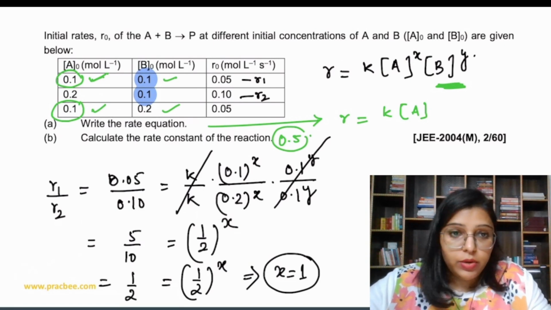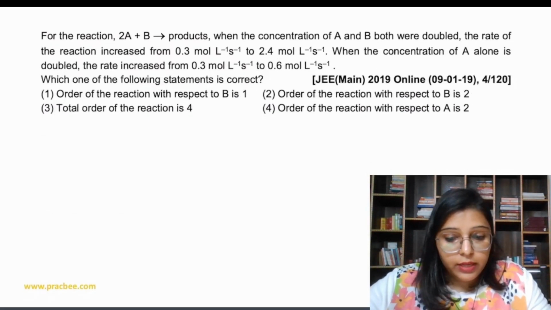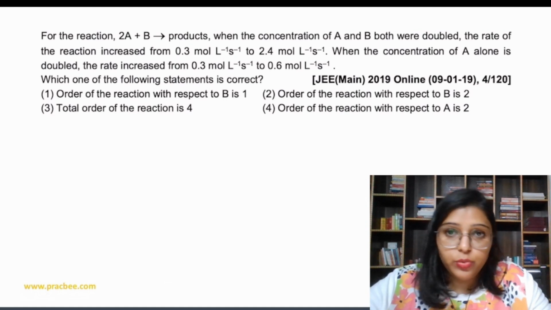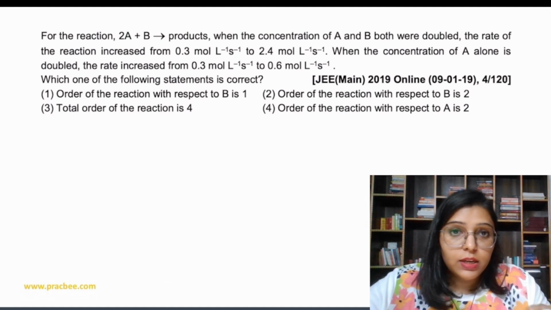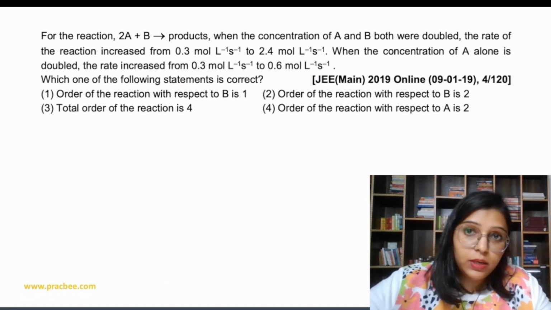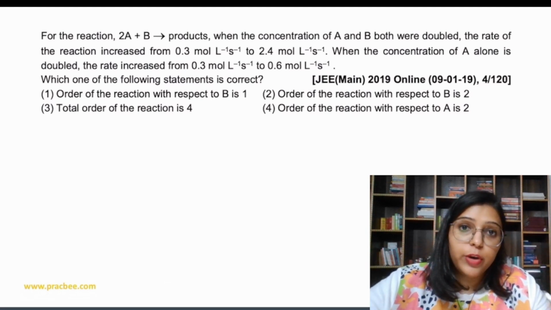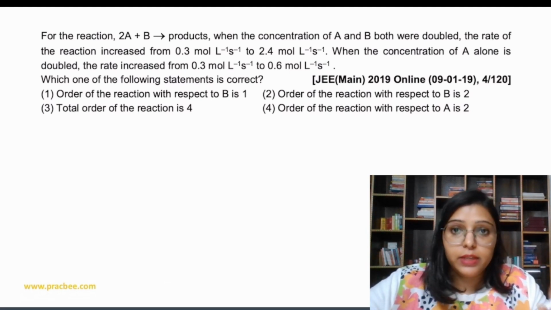Okay. Now let's do the next question. So next question, for the reaction 2A plus B gives product, when the concentration of A and B both were doubled, the rate of the reaction increased from 0.3 to 2.4 mole per liter per second.